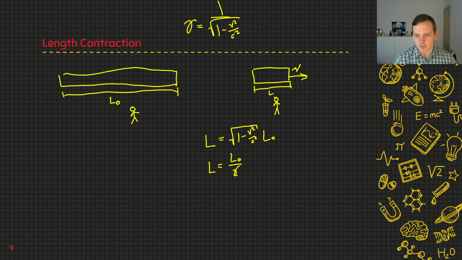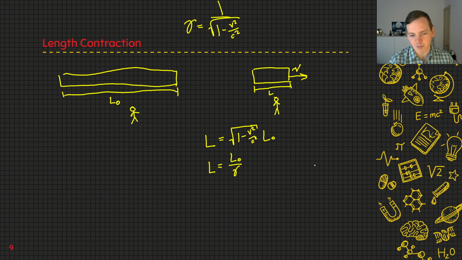And if you remember, gamma is always going to be greater than 1 because v is always going to be less than c, which means 1 minus v squared over c squared is always going to be some number less than 1. Square rooting it means it still stays less than 1, and 1 divided by a number less than 1 has to be greater than 1. So we're always going to get this length getting shorter or getting contracted.